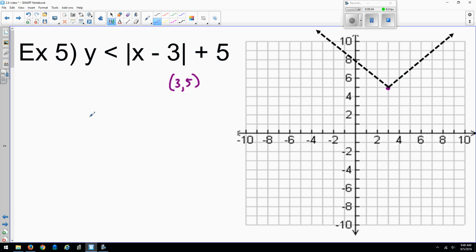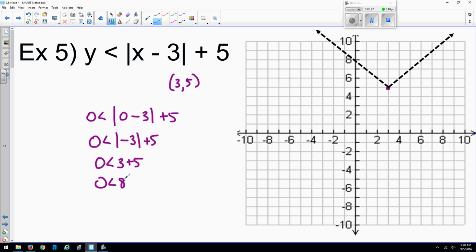So I'm going to plug in 0, 0 into the original inequality. So that gives me 0 is less than the absolute value of 0 minus 3. And so this will be the absolute value of negative 3, which is 3. And we can see that this inequality does hold true. 0 is less than 3, which means 0 must be part of the solution. And so I'm going to shade down.